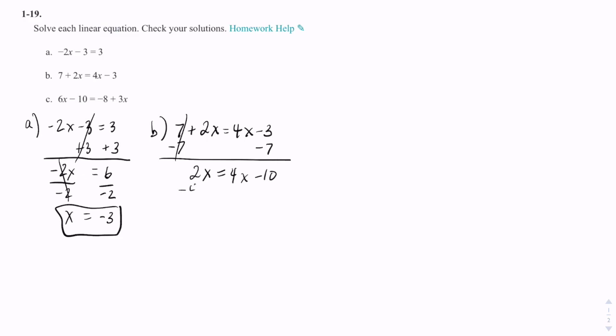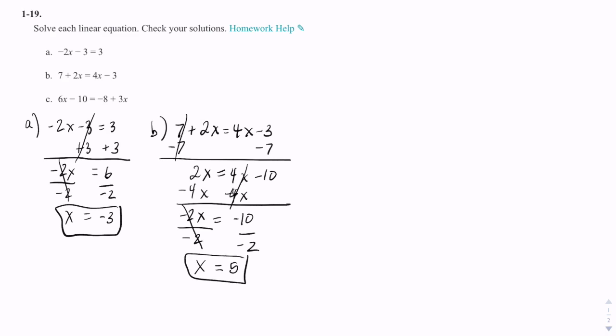Then I'll subtract 4x from both sides because I want to get that to the other side. 2x minus 4x is negative 2x. These cancel. Equals negative 10. And I'll divide both sides by negative 2. And I'll get x equals 5, right, for b.